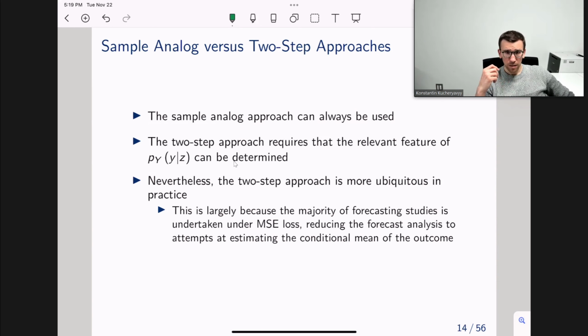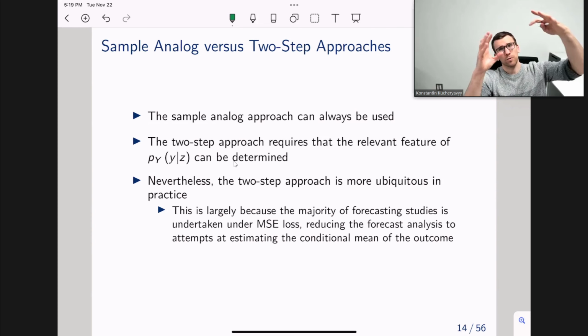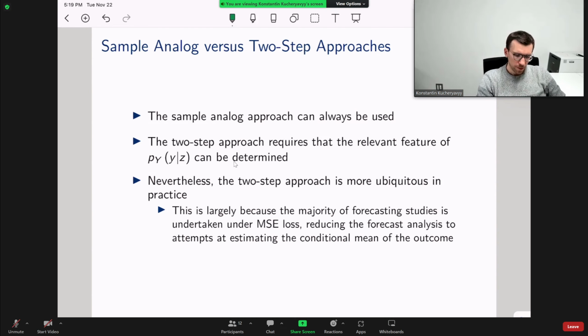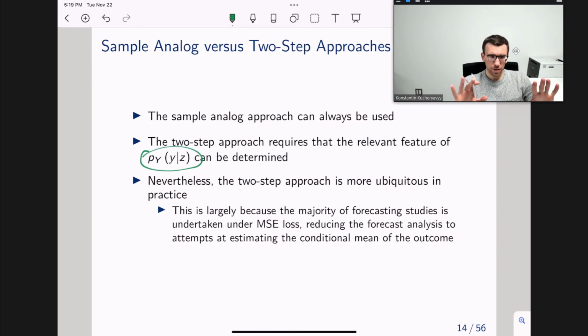Because they think that up until some point, the majority of forecasting studies were using mean squared error loss, which was reducing the forecast analysis to attempts to estimate the conditional mean. And so the whole forecasting estimation was about the conditional mean, not about the simultaneous choice of the decision rule and the estimates of the features of p(Y|Z). Okay, that finishes this part.